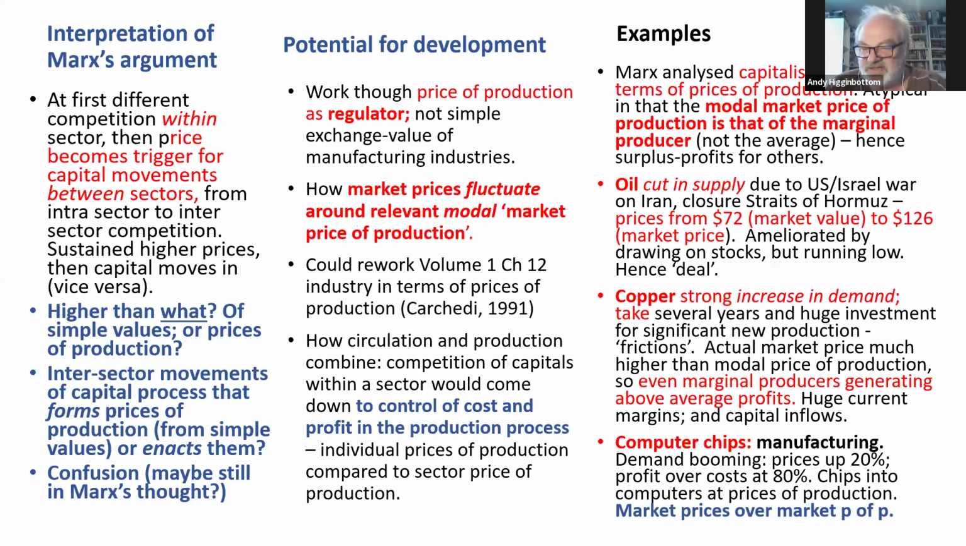Computer chips are the latest example. Of course, it's better in a sense for us because it's a case in manufacturing. This is in the financial press, and I think it's hit the mainstream media. Basically, the demand is booming. Prices for computer chips are up by 20% because of all the AI farm demand for them. And on the profit over cost margin, these chip producers are reporting markups of about 80%. So it's a hugely surplus profit for them at the moment.